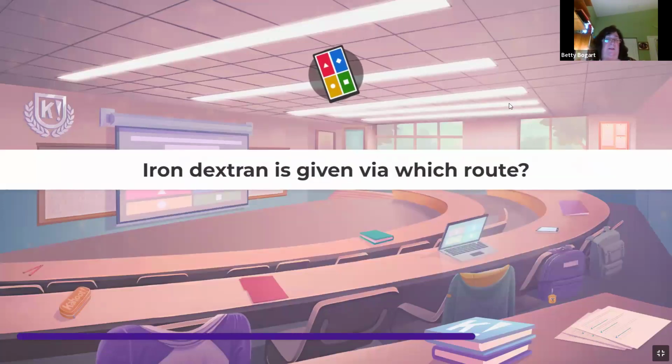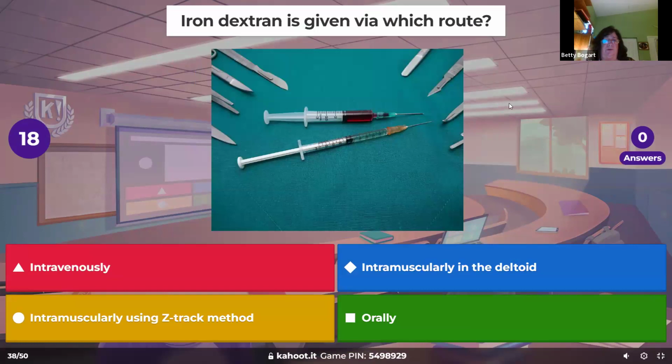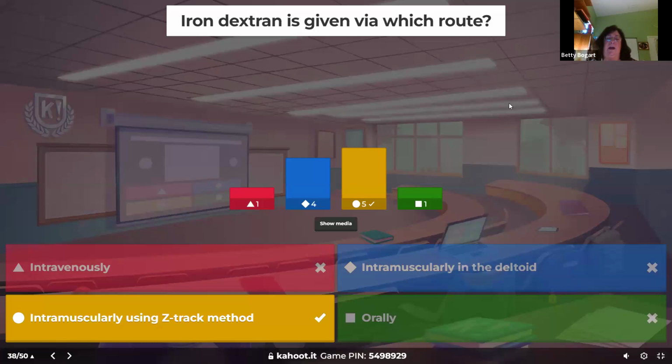Iron dextran is given via which route? And we give it for iron deficient anemia, sometimes. If not the liquid, which is, remember, through a straw and do it with orange juice because it helps absorb it better. And we're going to give it IM Z-track.